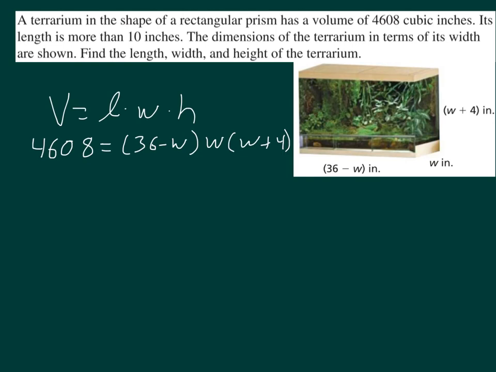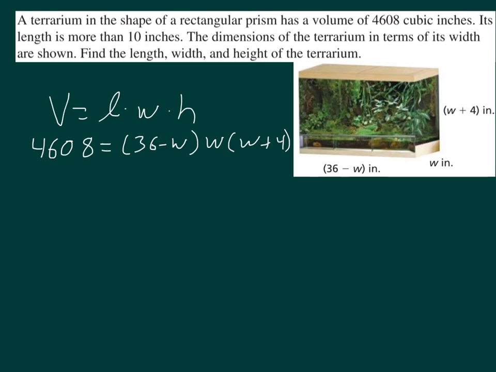So the volume can be replaced with 4,608, and then I have the length is 36 minus w, the length being here along the front of the terrarium, the width being w along the side, and then the height of w plus 4 vertically. So now what I want to do is solve this equation, but in order to do that, I first need to move things around so that I can use the zero product property.